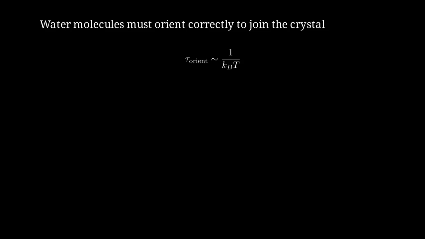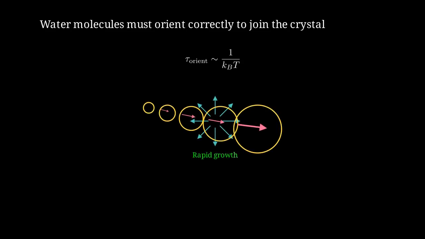The orientation timescale is inversely proportional to thermal energy, so molecules move and rotate more slowly at lower temperatures. Once nucleation starts, ice crystals grow extremely rapidly, doubling in size within milliseconds as water molecules join the expanding crystal lattice.